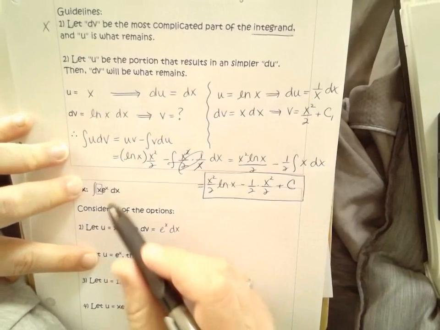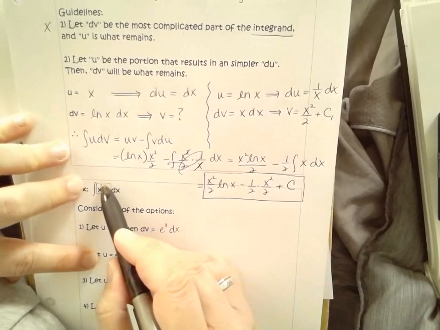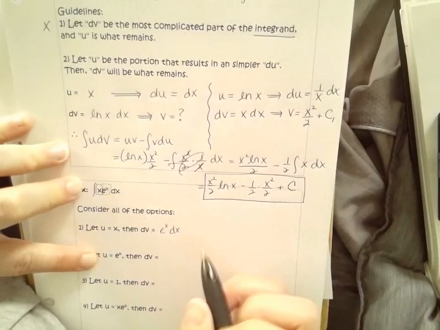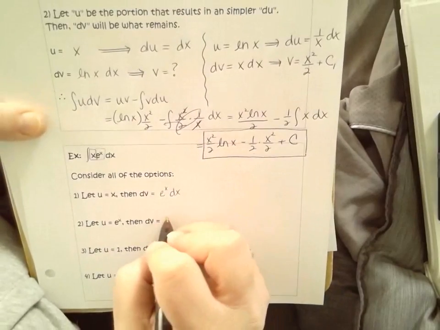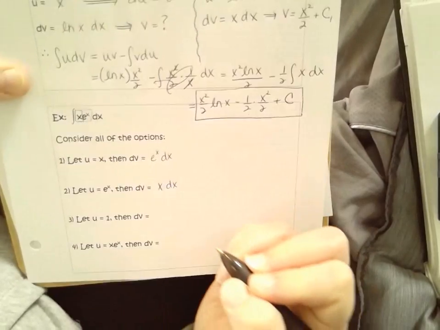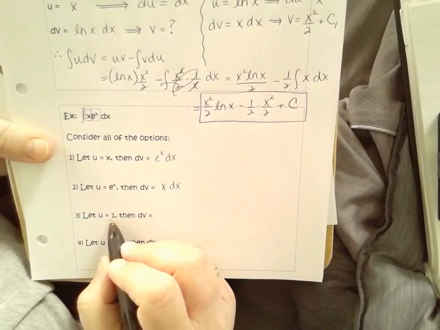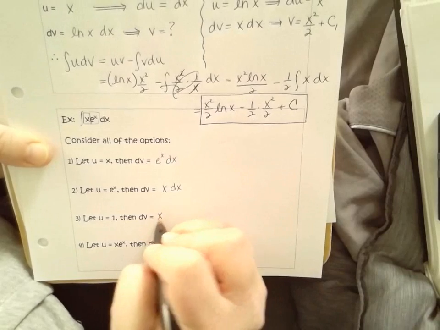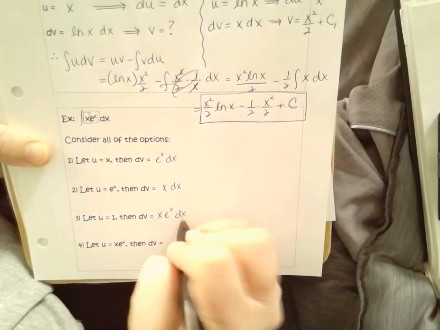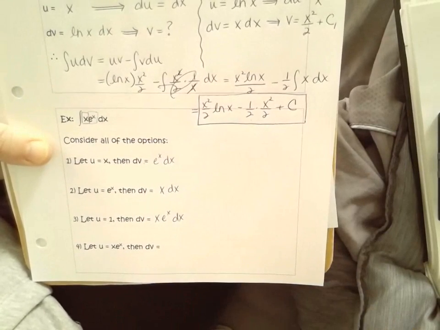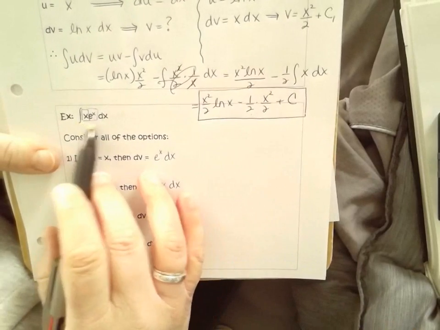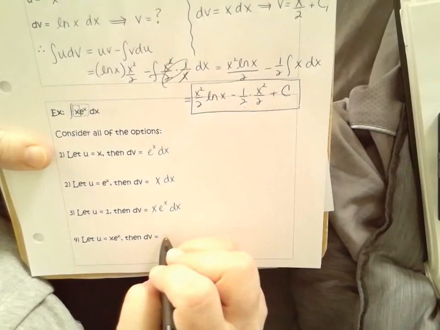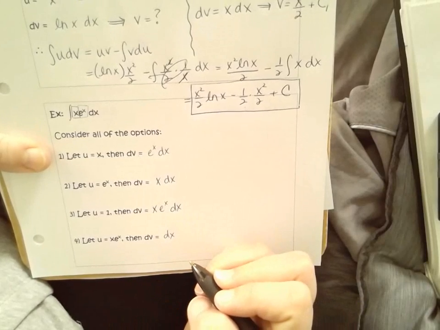If we let u be the e to the x, then the dv would be the x dx. It's whatever is left over. If u was 1, which there'd be no point of that because the dv would be everything else, and if I could have integrated that to begin with, I would have. And if I let u be the entire integrand, then dv would just be the dx portion, okay?